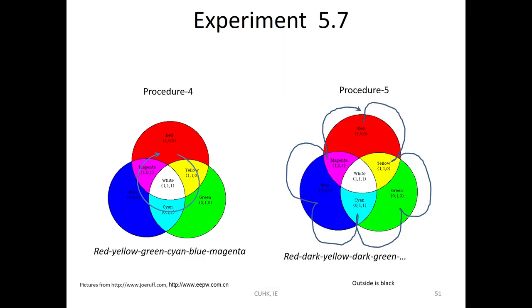Now in our experiment, procedure 4, we want to drive the LED red, yellow, green, cyan, blue, magenta, red again, and loop again. And procedure 5, we want to go from red to black, then black, yellow, green, yellow, black, green, black, cyan, black, something like that. That's all.